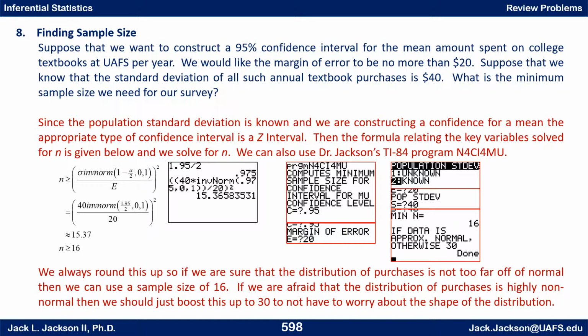Since the population standard deviation is known, which is kind of unrealistic, and we are constructing a confidence interval for a mean, the appropriate type of confidence interval is a Z-interval.